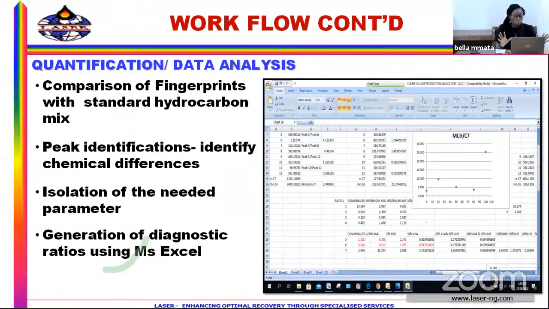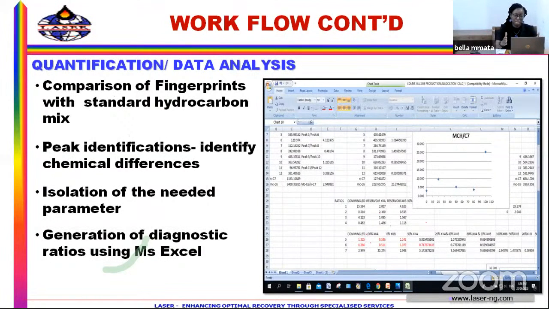When we finished, we did peak identification. Now, this peak identification was premised on the chemical differences that are observed in the gasoline range. And someone might wonder why gasoline range. Now, the gasoline range is a range that is unstable. It's a range that gives a lot of differences. We can easily pick differences from the chromatogram, quite unlike the heavy ends.